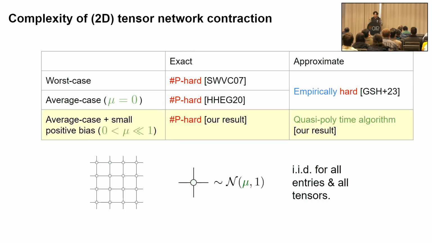So our work identifies a new regime where approximate contraction is provably tractable classically in quasi-polynomial time, which is when the tensor network is slightly positive. In other words, rather than having a zero-mean Gaussian distribution, the mean is slightly shifted to the positive side. However, the mean is still much smaller than 1, as we will see. And additionally, the exact contraction remains #P-hard. So this talk will be focused on the quasi-polynomial time algorithm.